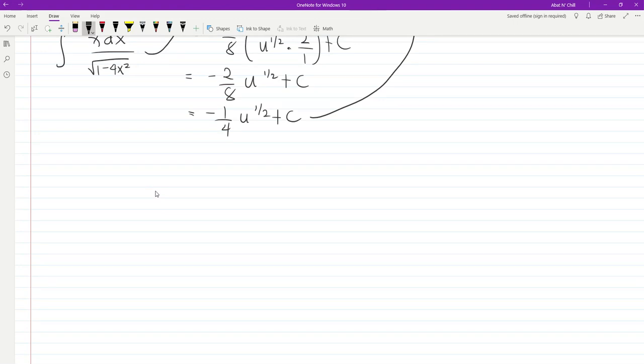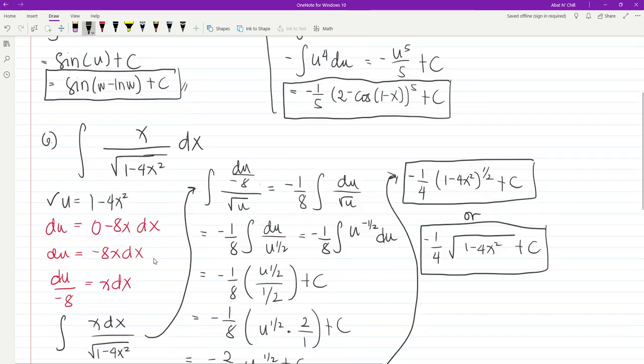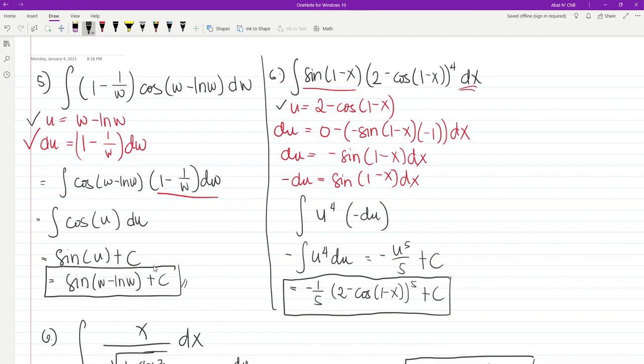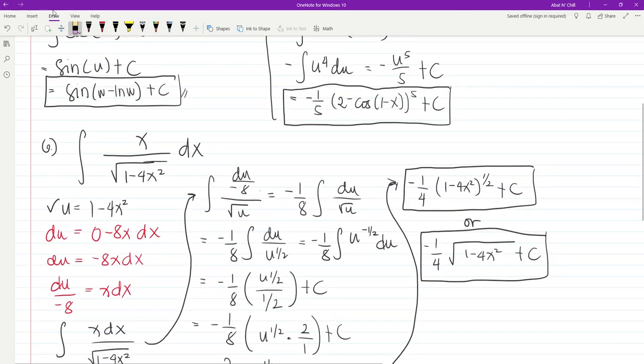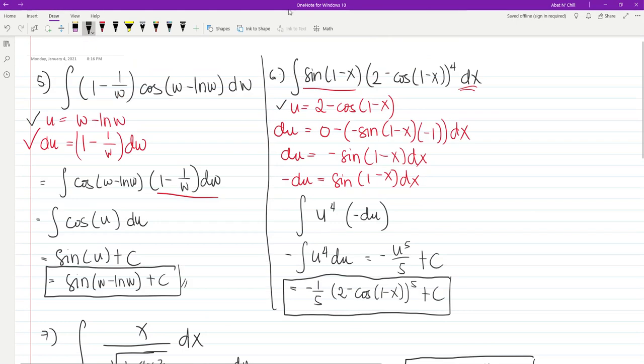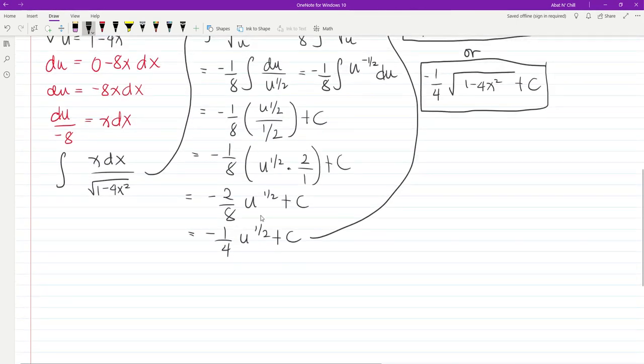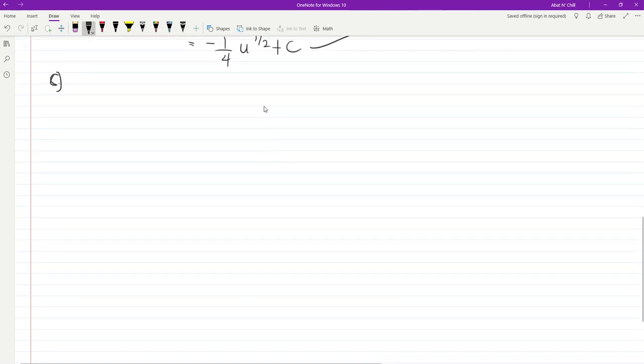Okay, let's go now to problem number 7, I think. This is problem number 7. Okay, this is not 6, because we already have problem number 6 here. So, problem number 8. Let me just rewrite this. For problem number 8, we have cosine of 3z and then sine of 3z raised to 10 dz.